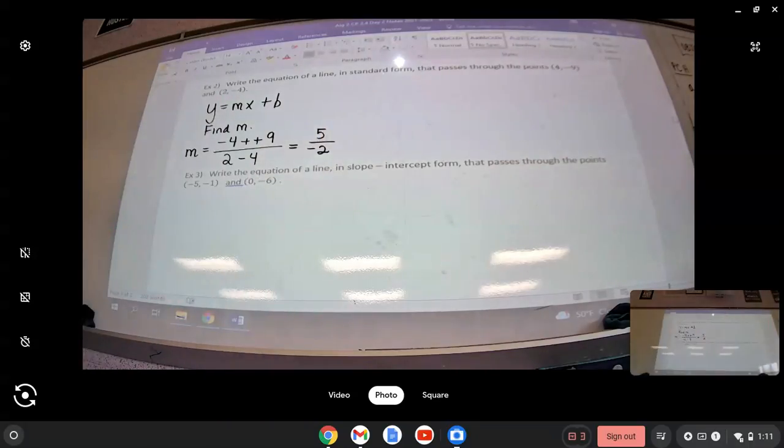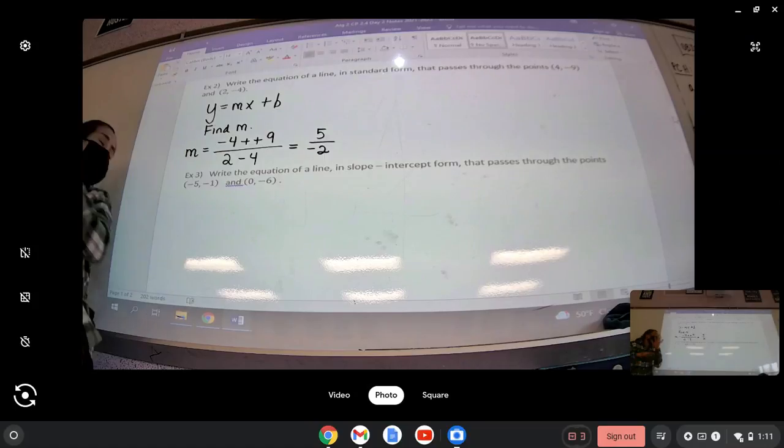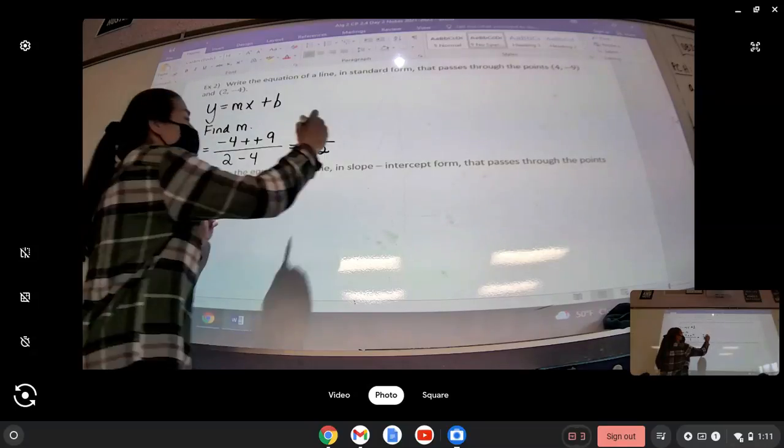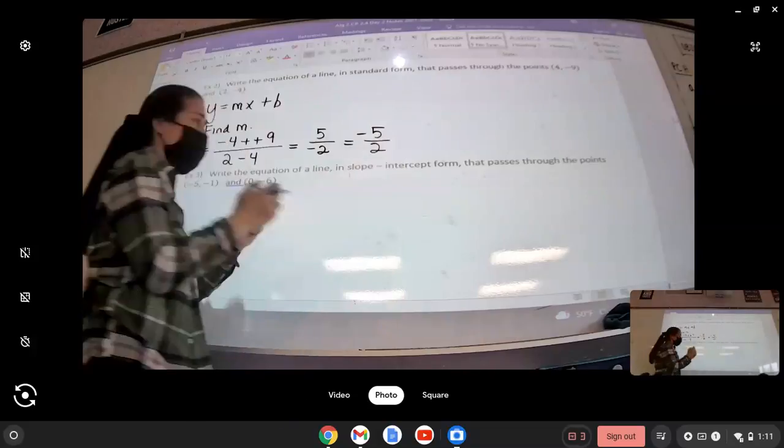Let's compare our slopes. I got 5 over -2. It doesn't divide and it doesn't reduce. Did anybody else get 5 over -2? Maybe you got something a little bit different. Guys, I have major OCD. I cannot leave that as my fraction. I have to give the negative to the top number. I cannot work with a negative denominator. So I'm going to rewrite this as -5 over 2.